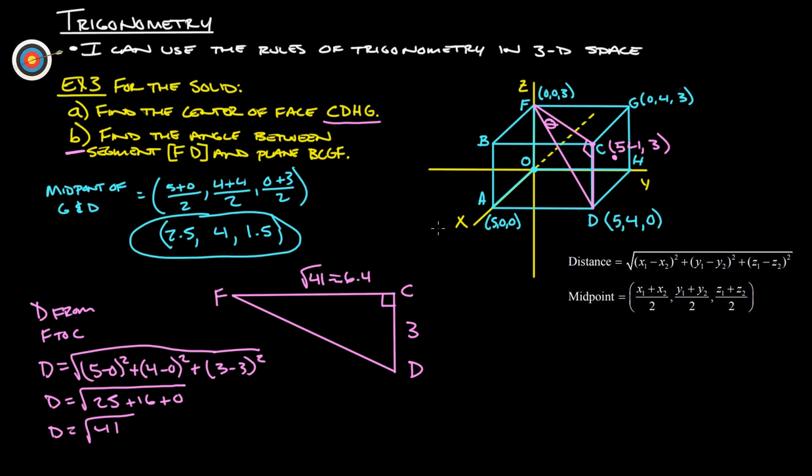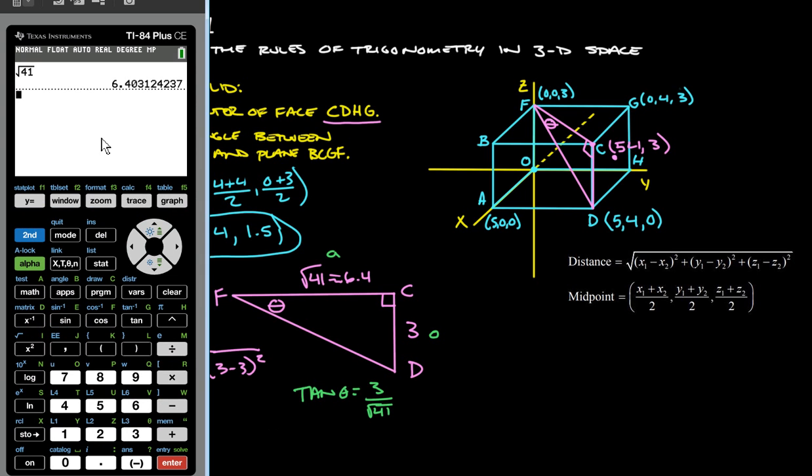Since we are looking for this angle here, we're going to use our good old trig ratios, our good old SOHCAHTOA. From this side here, let's change to a different color, this side here is the opposite, and that's the hypotenuse, so that by default makes this the adjacent. So we will do opposite and adjacent as tangent, so tan theta is going to equal 3 over the square root of 41.